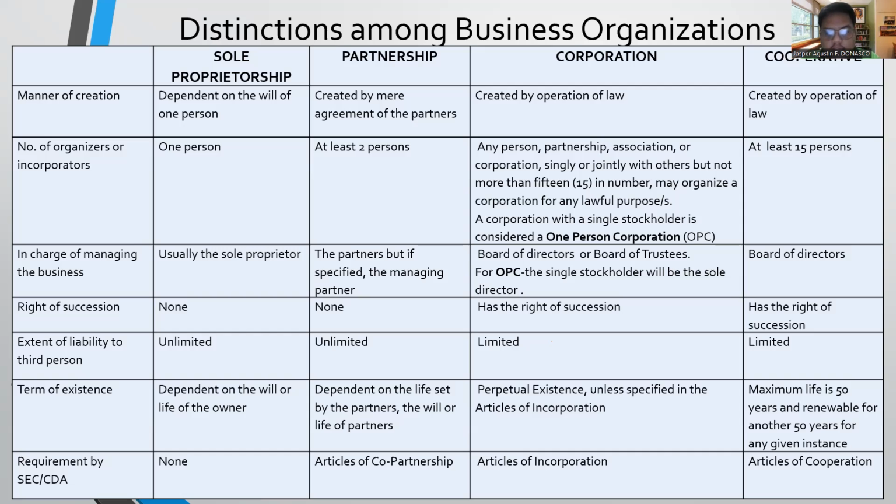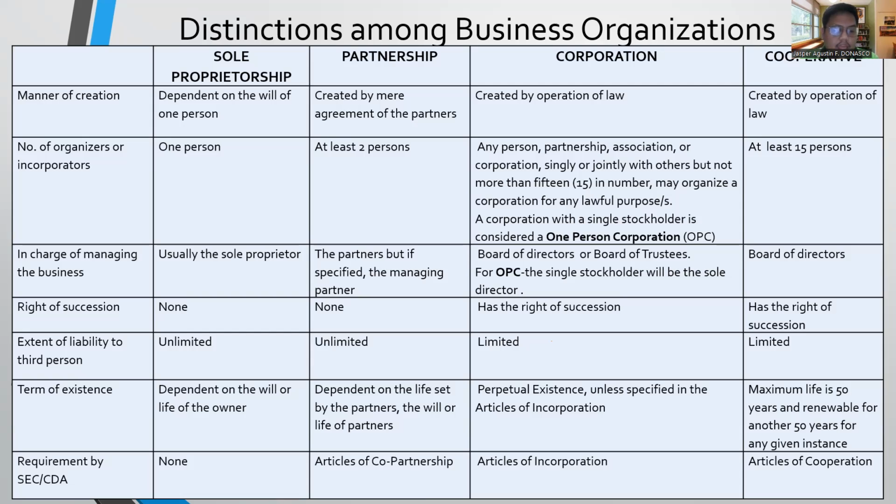Corporation, perpetual existence, meaning it goes on and on until a lifetime or until everyone dies. So with a corporation, there is forever. No? For a cooperative, maximum life of 50 years and renewable for another 50 years. In essence, it can also last forever, but we need to renew the cooperative. So it's just a formality.